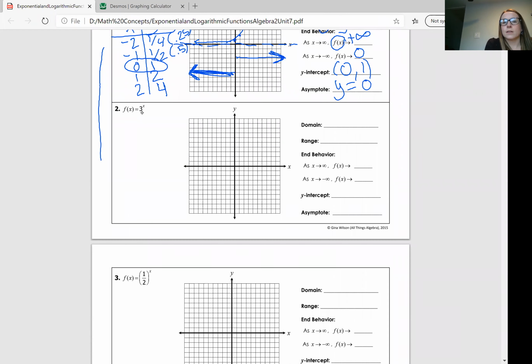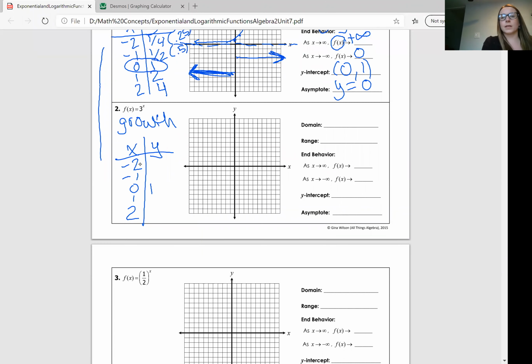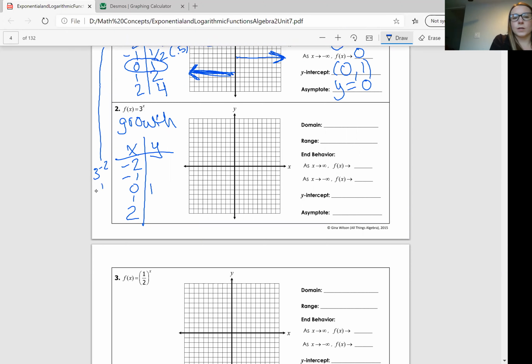We already talked about 3 being greater than 1, so this is growth. Again, for x and y, we want to do -2, -1, 0, 1, 2. We always know if you substitute a 0 in for x as your exponent, 3 to the 0 power, that's going to give you 1. So that should be an easy one for you. Let's start with -2. So again, 3 to the -2nd power would really be 1 over 3 squared. And we know 3 squared is 9, so that would be 1/9.